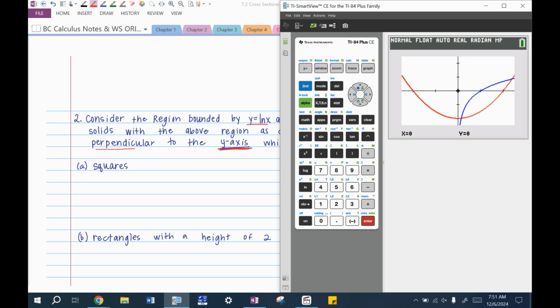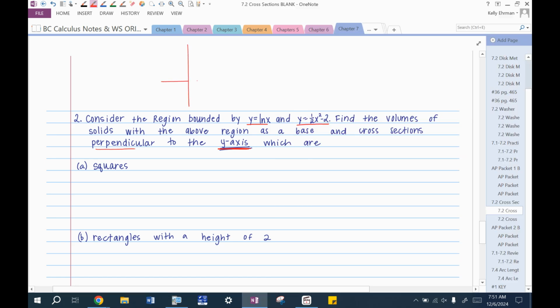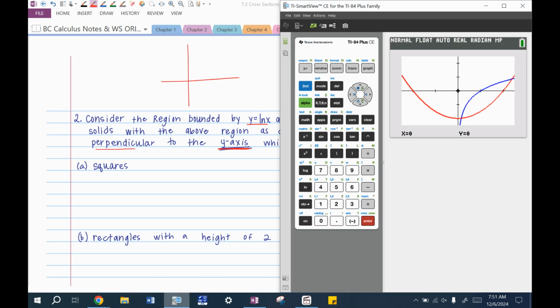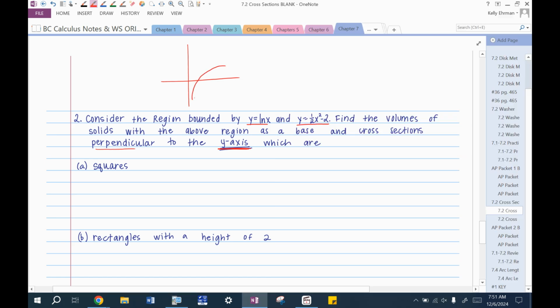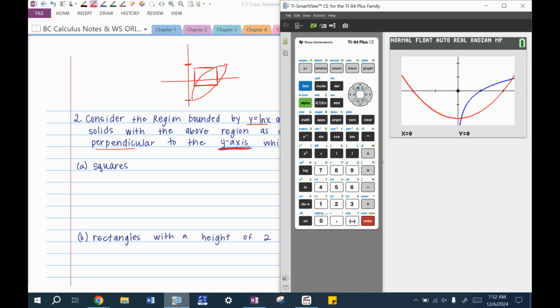All right, so we need these points of intersection. Let me sketch this first. Always a good idea to have the sketch on your paper. So something like this. And now we're going perpendicular to the y-axis. So that means the shapes are going to be something like this, right? So everything needs to be right minus left. And that means for your intersection points, you need the y values. Everything's going to be in terms of y. So let's see where these intersect. Got to move my arrow so I'm actually on the curve somewhere.